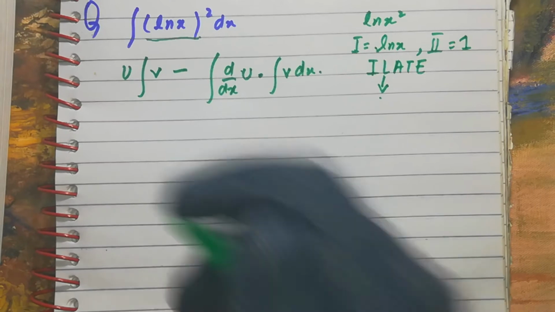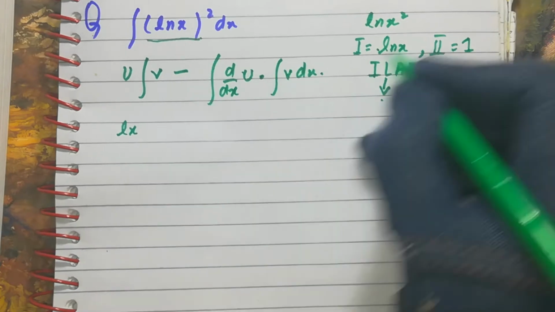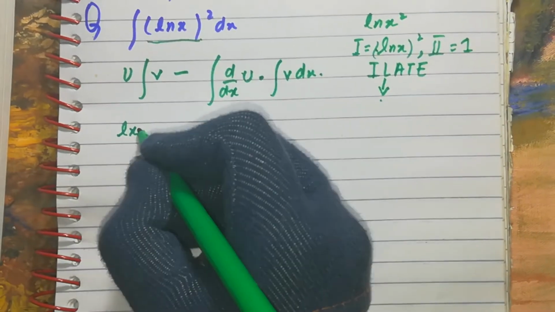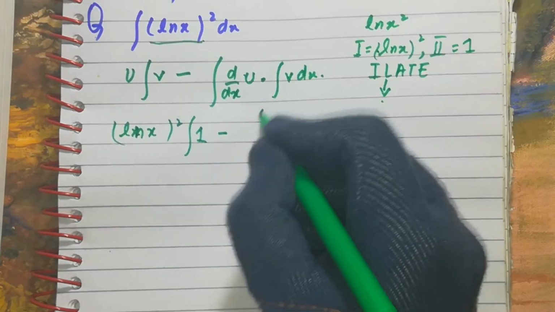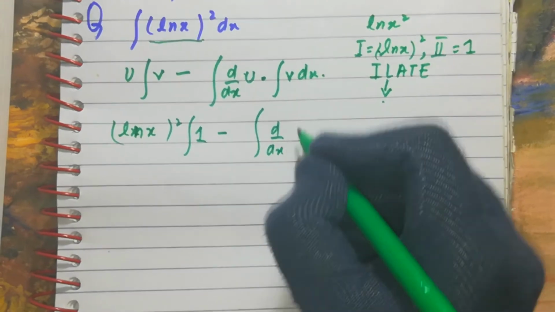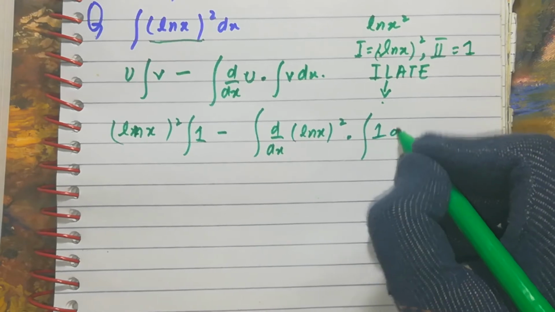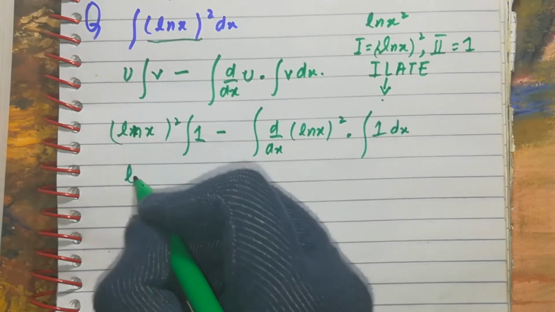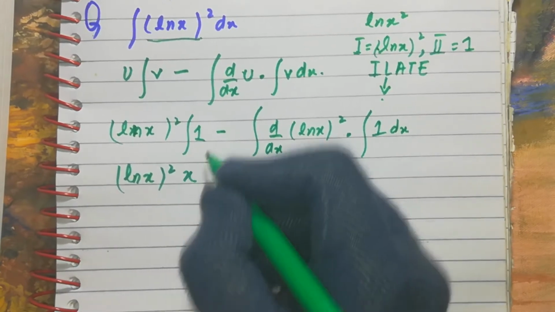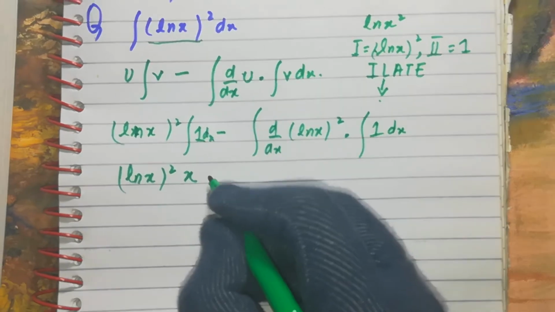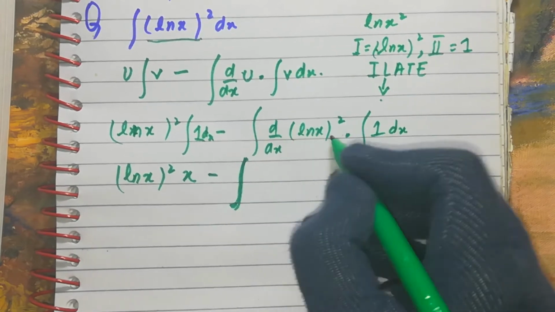Now write the first function in place of u, that is natural log of x whole squared. Sorry, I have put in only natural log of x. So (natural log of x) whole squared times the integration of the second, minus the integral of the derivative of (natural log of x) whole squared times the integration of 1 dx. That's our second function. Write (natural log of x) whole squared as it is. Now the integration of 1 is x, must put dx, minus the integral of the derivative of natural log of x.